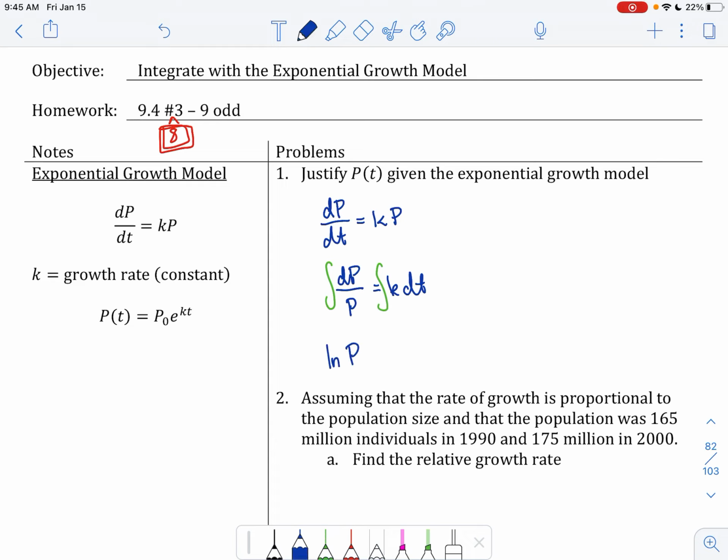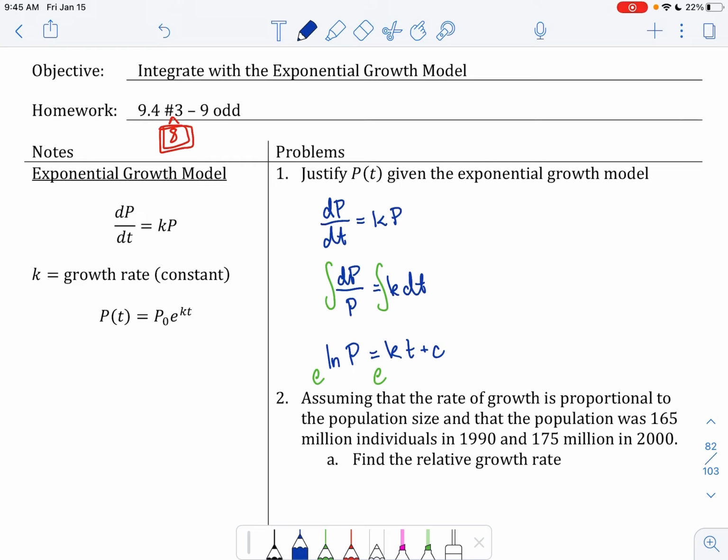So this is ln of P. Population's not going to be negative. The lowest population you can have is 0, so I'm not worried about that. It is equal to kt plus C. Remember, you only need one plus C. Now I'll raise everything to the e power.